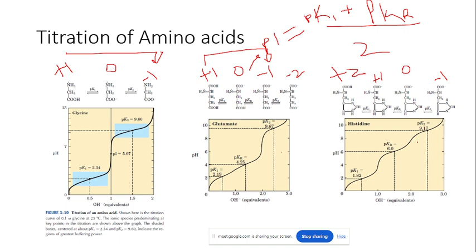So now you tell me what is the pI for this case, histidine, or the formula for histidine. How will you decide? (pKr plus pK2) by 2. Very good. So it is plus 1 to minus 1. So 0 is falling between plus 1 to minus 1, meaning between pKr and pK2. So the pI will be (pKr plus pK2) by 2. So any doubt? Anyone?